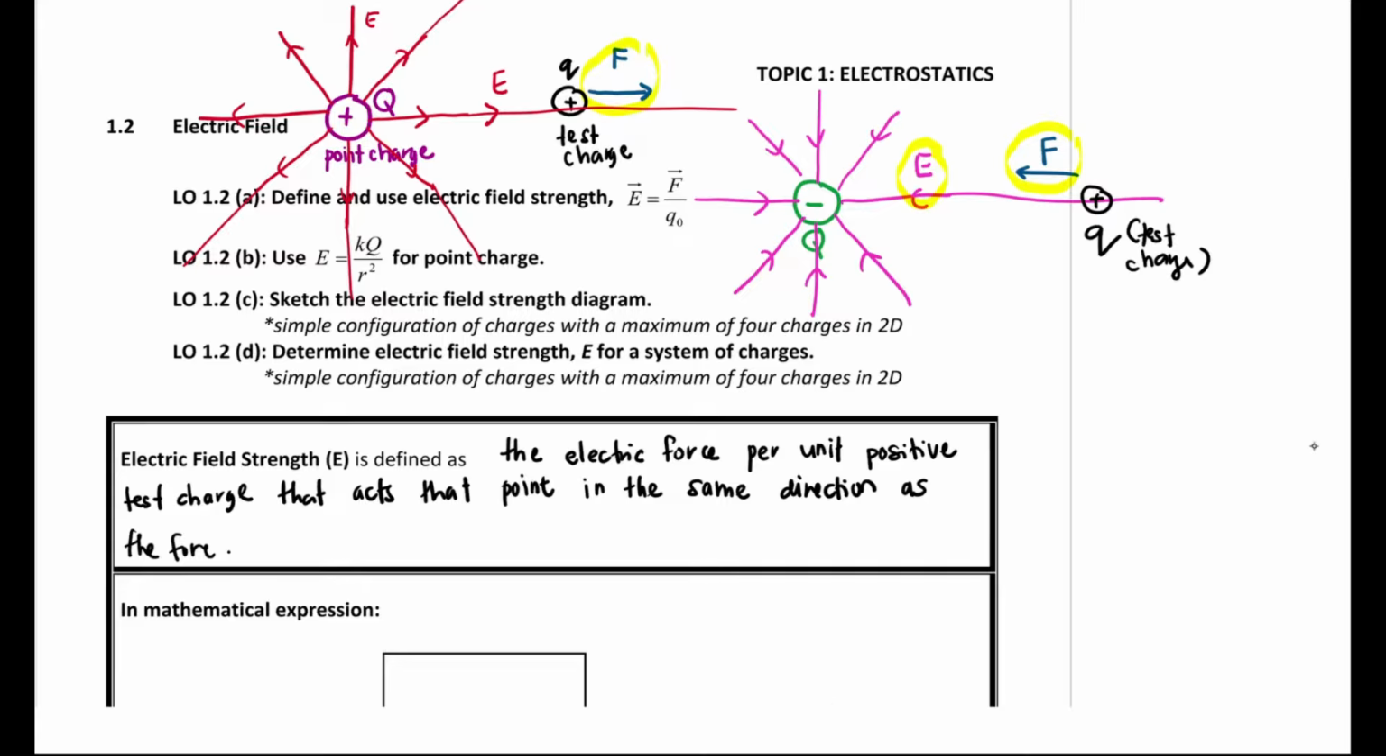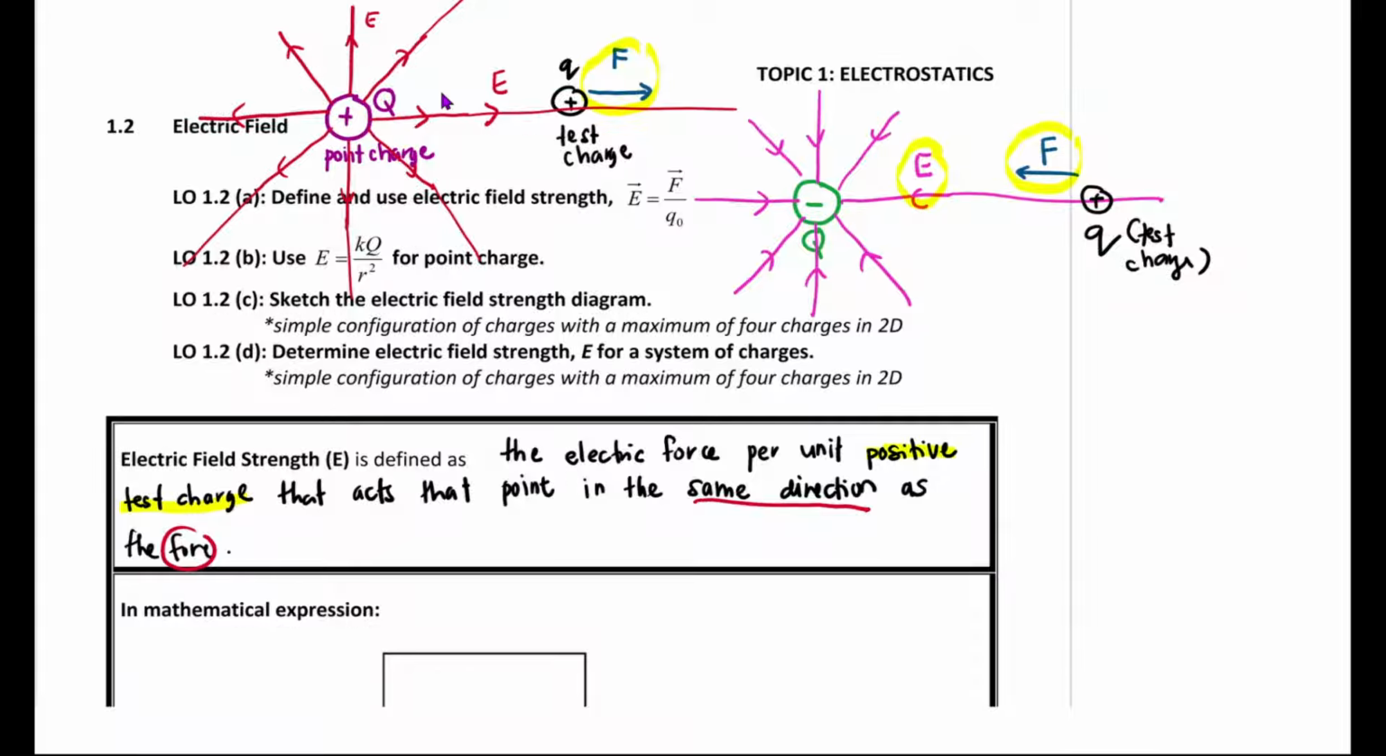Okay. And the unit is Coulomb. Alright. Boleh? Okay. Next, the formula. As we know that E is equal to F over Q. Dan kita dah belajar subtopic 1.1. Force. Okay. Kalau kita tulis balik, force is equal to.